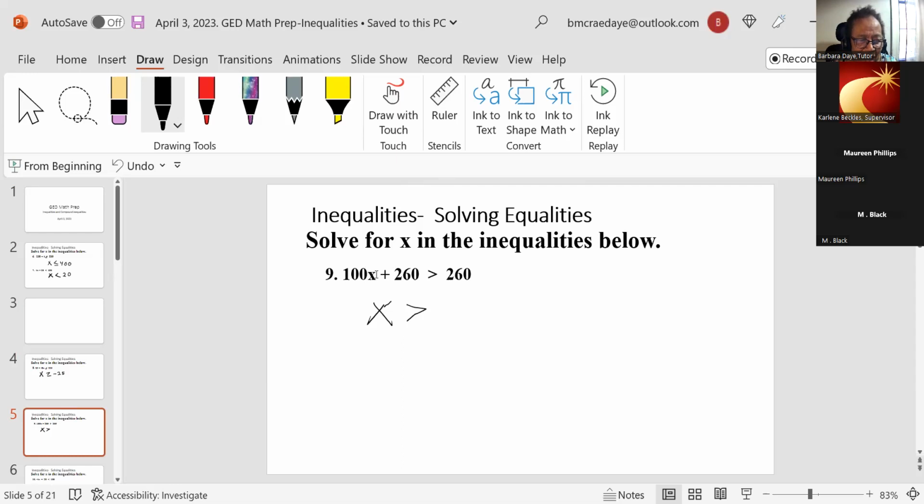You get 100x left. And what do you get on the right side, Mercedes? 260 minus 260 gives what? 0. Then what's your next step, Mercedes? My next step is to subtract 100. No, that's a multiplication. So you divide by 100.